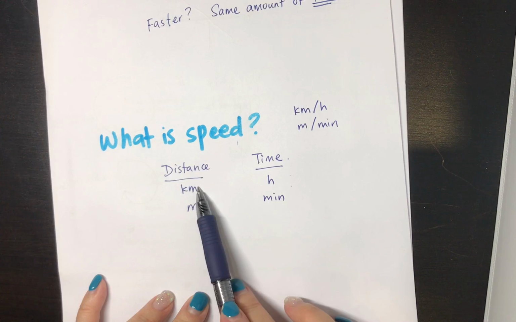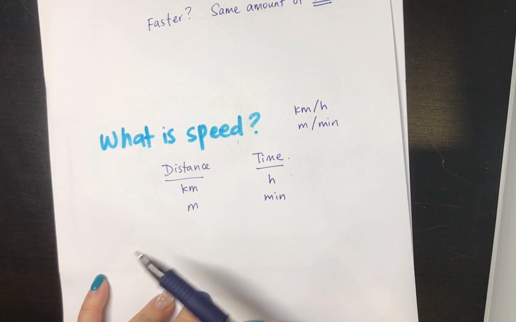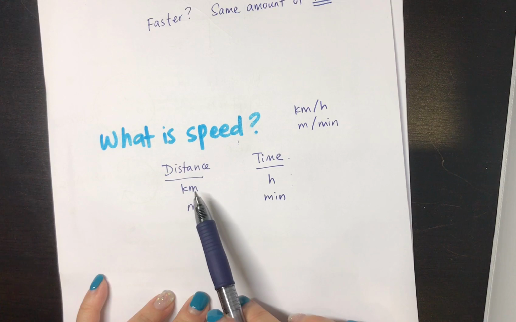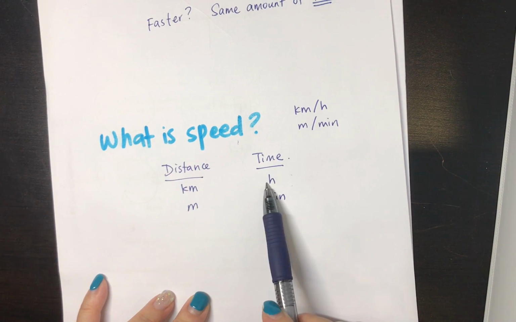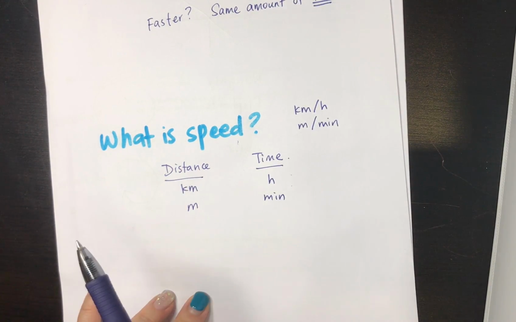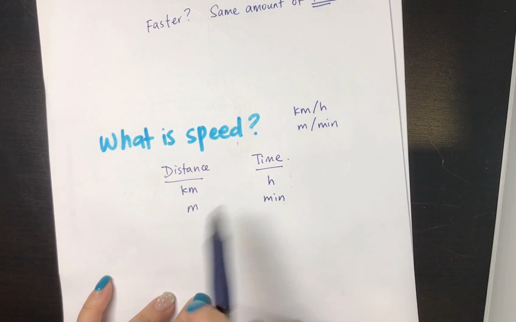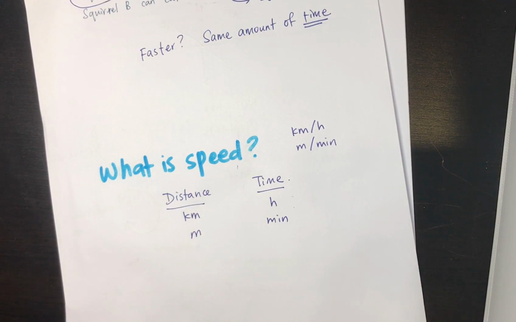Can you compare km per minute? Yes. And meters per hour? Yes. But we don't usually do so because for this one, it'll be in decimals, and for this one, the numbers will be bigger. So these are the usual units that we will use for speed. Okay, so now that we know what speed is, let's go to the formula.